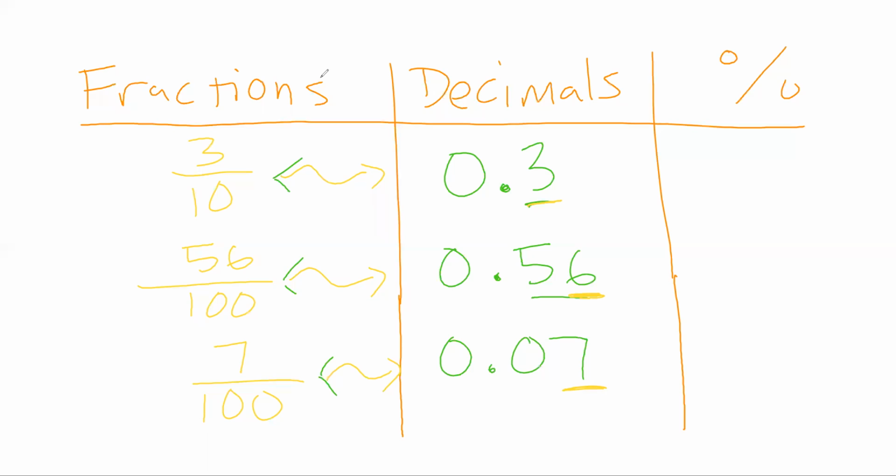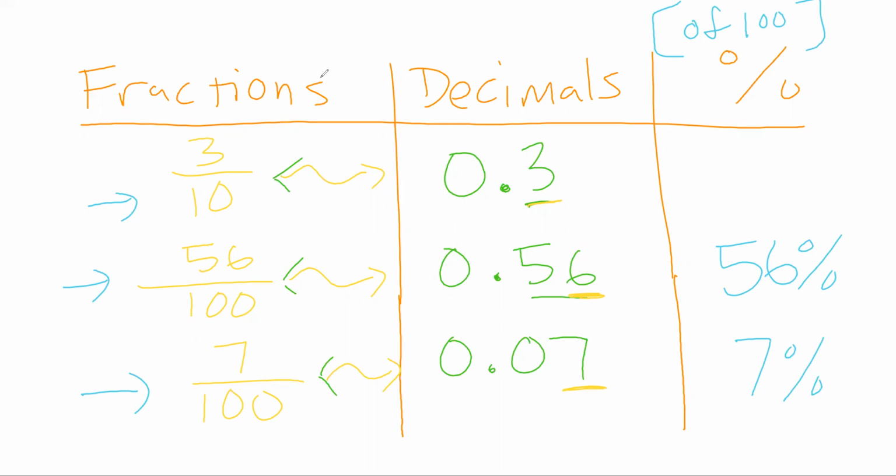The first one doesn't say "of 100," right? So we're gonna have to talk about that. We'll come back. But this one here, it does say 56 of 100, or 56. That's 56%, because percent means "of 100," right? So then let's look at this one. This says 7 of 100, right? So 7 out of 100, that's just 7%.